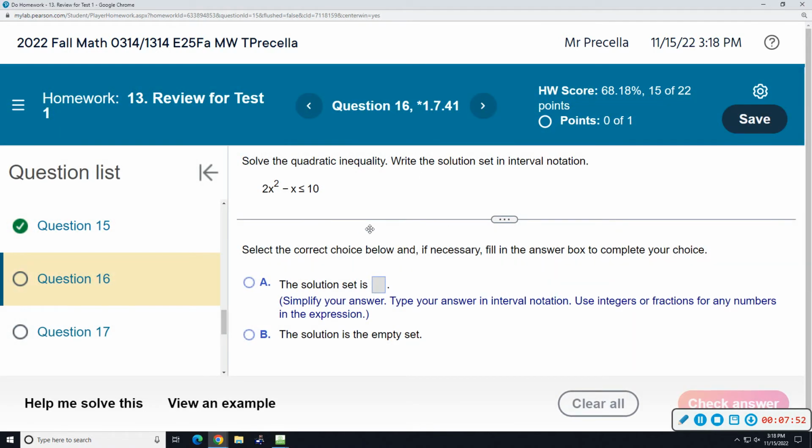Okay, let me write the problem down. Now when we're going through factoring it, if we wind up with the same thing in both sets of parentheses, test every interval. Okay?